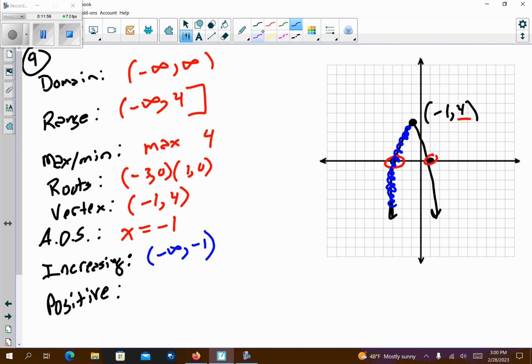Where is this graph positive? It's positive. This is where it's positive. Anywhere above the x-axis. So that whole region right there. So you just label the x values that they are, which were your roots. So it's positive from negative 3 to 1. That is not a point. It is the interval notation.